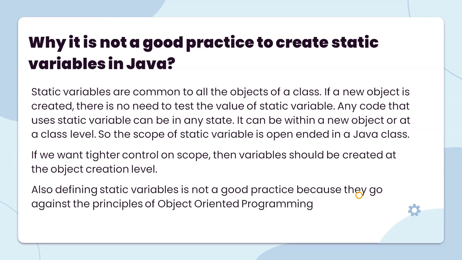And any code that uses a static variable can be in any state; it can be within a new object and at a class level. So the scope of the static variable is open ended in a Java class. If you want tighter control on a scope, then variables should be created at the object creation level. Also, defining the static variable is not a good practice because they go against the principle of object oriented programming.